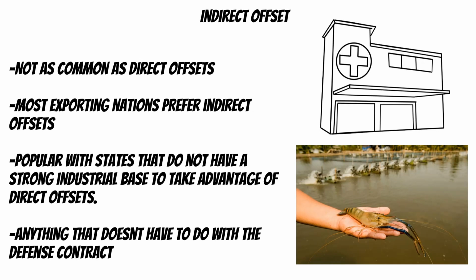So it's also popular with states that don't have a strong industrial base to take advantage of direct offsets. If you're a state that really doesn't have a lot of educated people or factories that build high-tech goods, there's no reason for you to have a direct offset because you aren't going to be able to produce anything anyway. So it really behooves you to look for indirect offsets instead. So those are the two basic types of defense offsets, and I hope this video kind of cleared it up for you. An offset is basically a way for a country that's buying arms to save some money and possibly get some knowledge out of the deal for themselves.